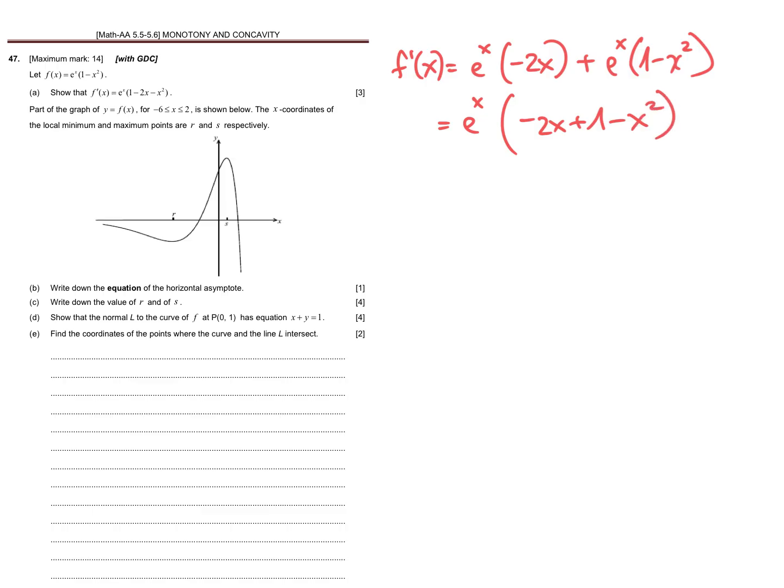All right, part of the graph of f(x) is shown from negative 6 to 2. The x-coordinates of the local min and max are r and s. Write down the equation of the horizontal asymptote. Well, it's at x equals 0. No, y equals 0. So then, write down the value of r and s. So we need to set the first derivative equal to 0. Well, e to the x is never 0, so we just have, let's switch the signs around. We just have this.